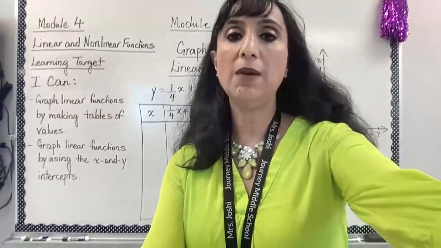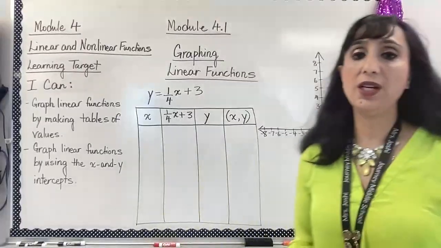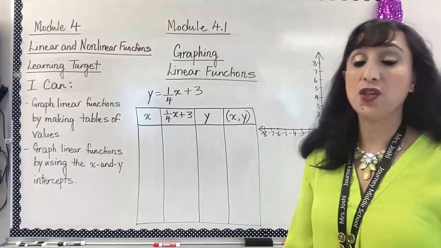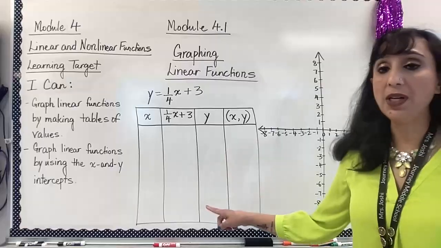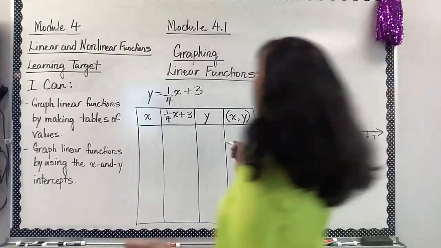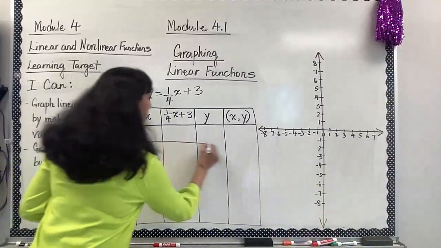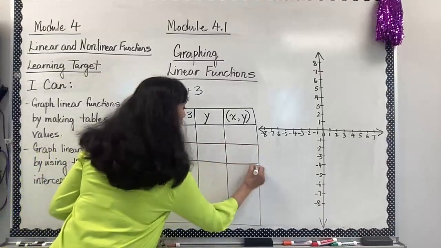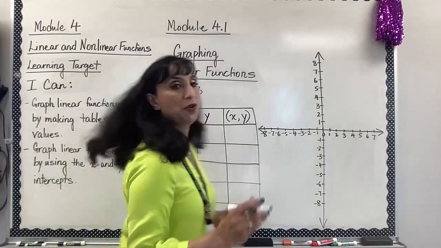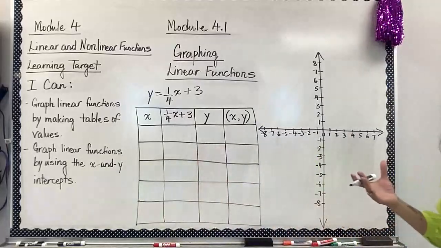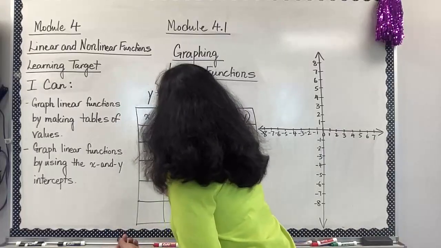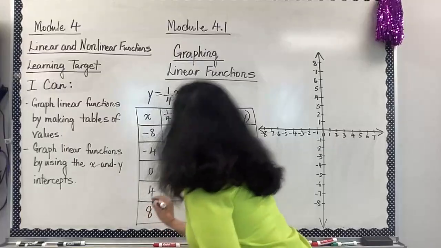So in the next problem, I am giving you the equation y is equal to 1/4 x plus 3. So once again, we are going to create a table and then we are going to graph it. So let me give some values. I'm going to take 5 values for x. And let's say I take negative 8, negative 4, 0, 4, 8.